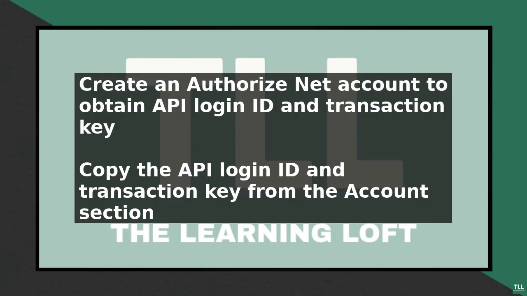First, log into your Authorize.Net account and navigate to the Account section, where you will find the API credentials. Copy the API login ID and transaction key, as you will need these to configure the CIM integration.